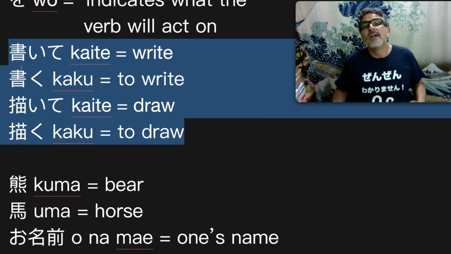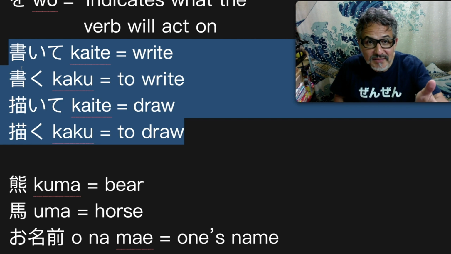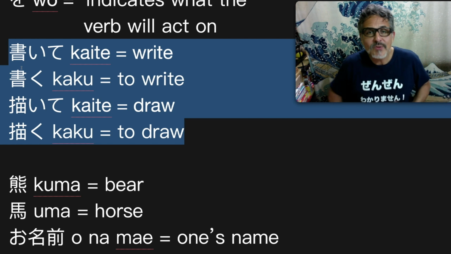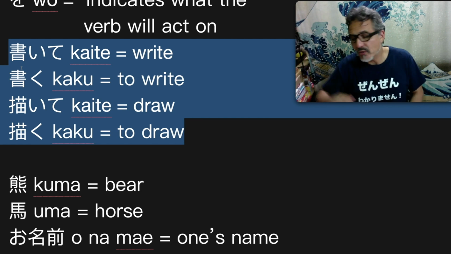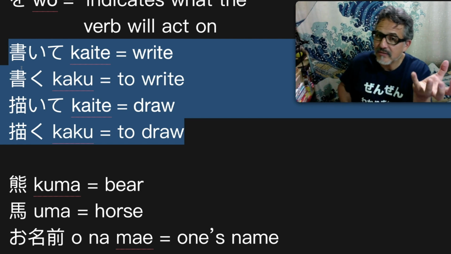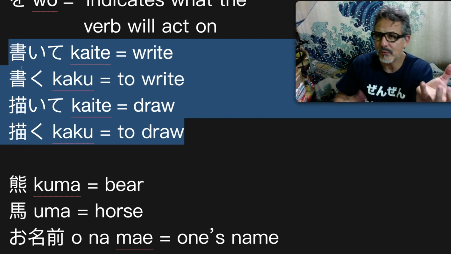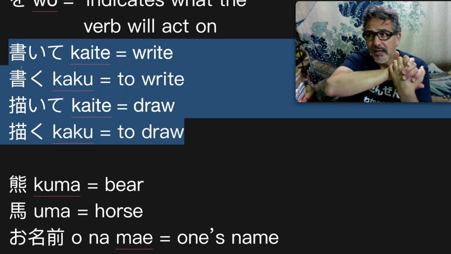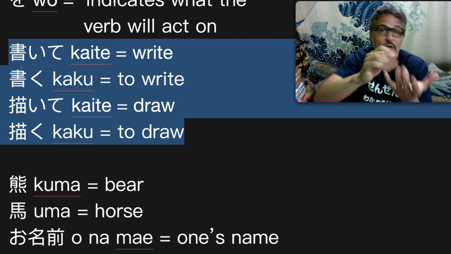If I say namae o kaite, namae means onamae, your name. I wouldn't think draw your name, I would think write your name, of course. But if you said ringo o kaite, ringo being an apple, I wouldn't think write apple, I would think draw apple. Though, I guess, you could write the word apple, right?